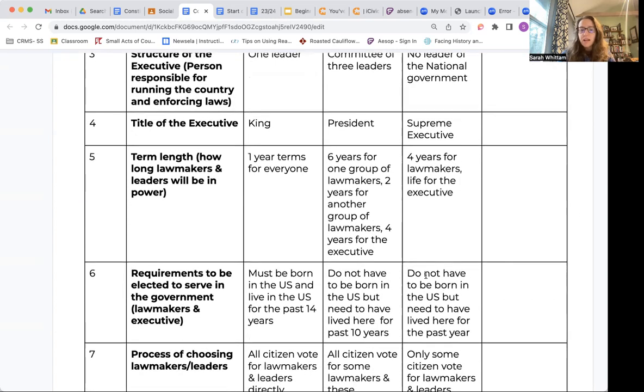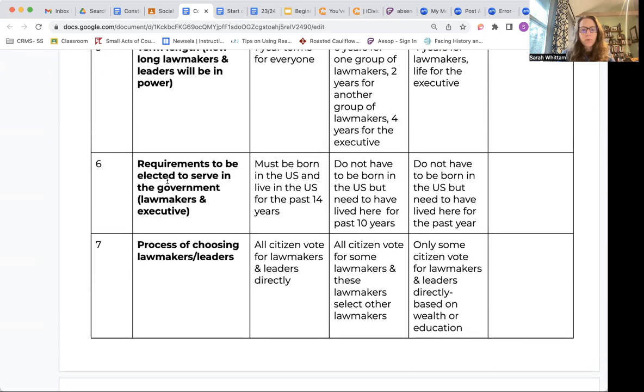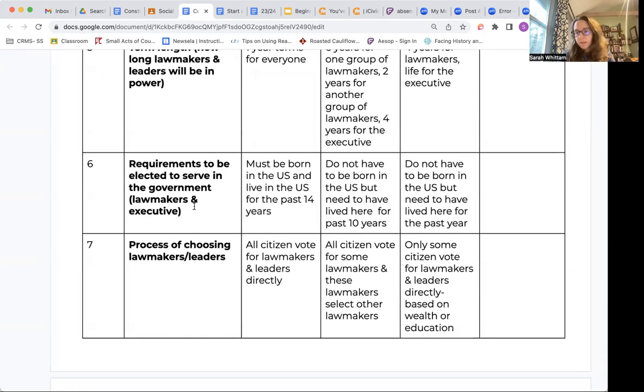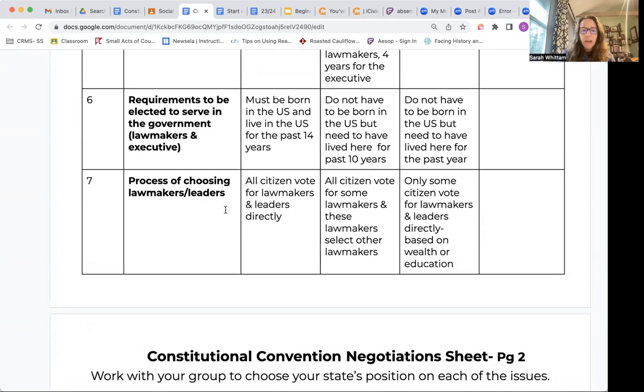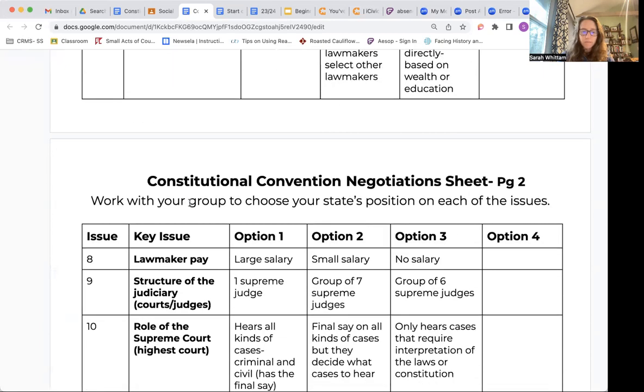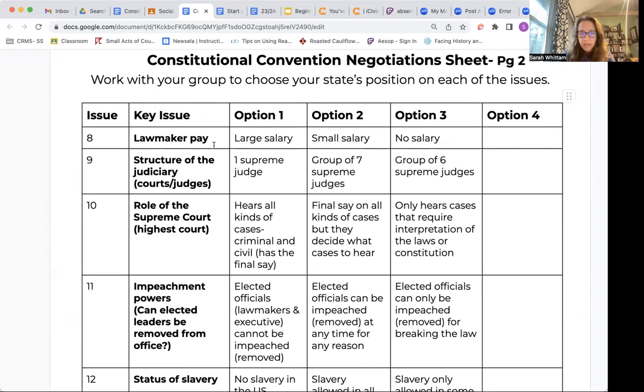Once people are elected, how long are they going to stay? So that's term length. Are people going to get to serve for their whole life? 1 year, 10 years? What requirements do you have to meet to be in the government? Do you have to be born in the US? How long do you have to live here? How will lawmakers be chosen? Does everyone get to vote? Or are there education or wealth or land requirements for voting? Should lawmakers be paid?